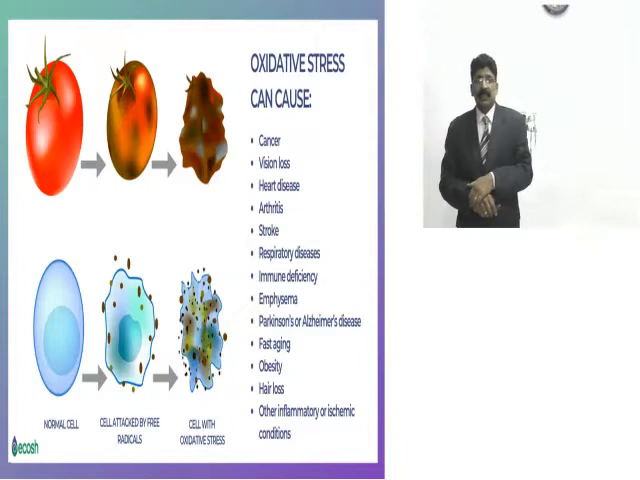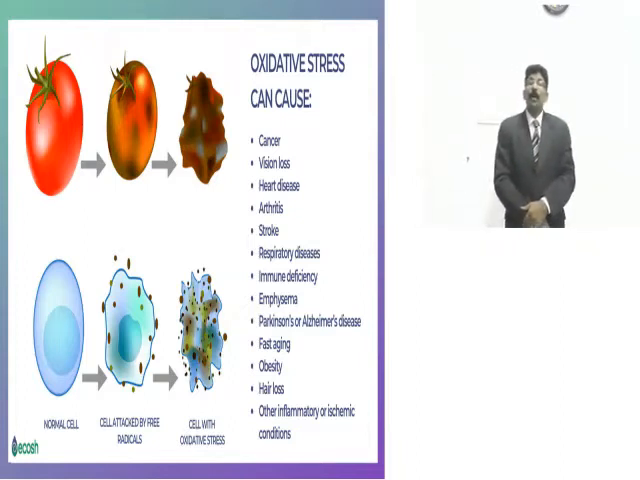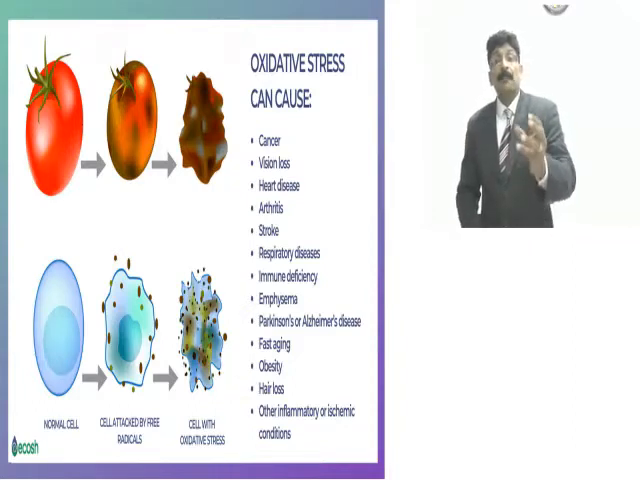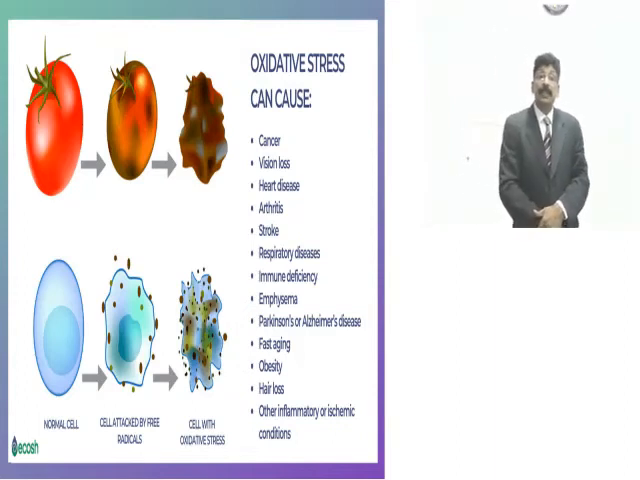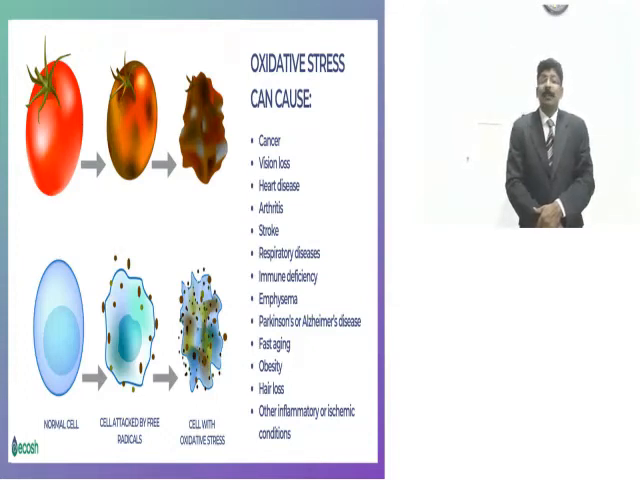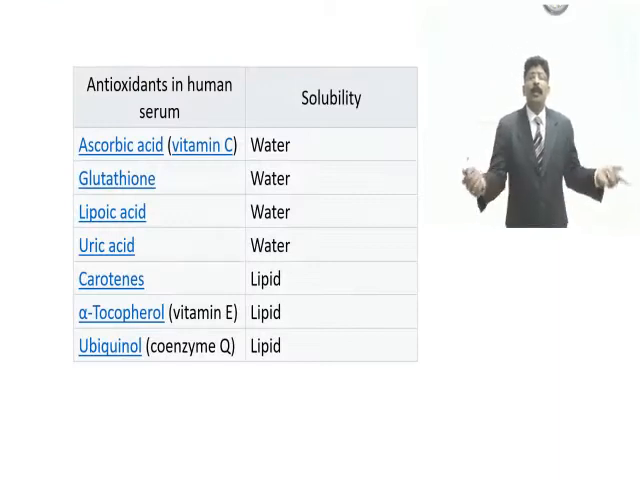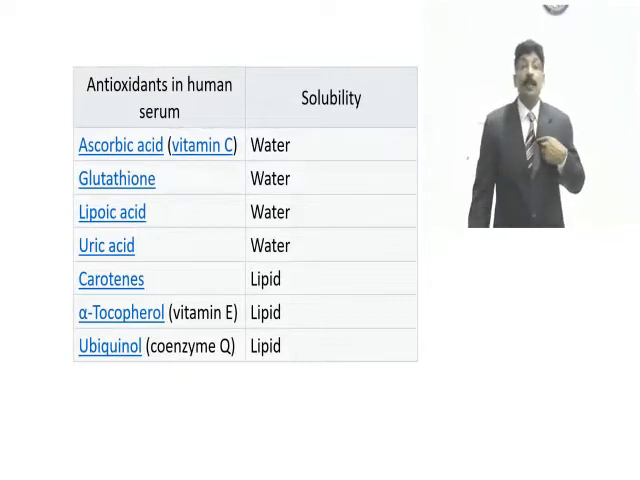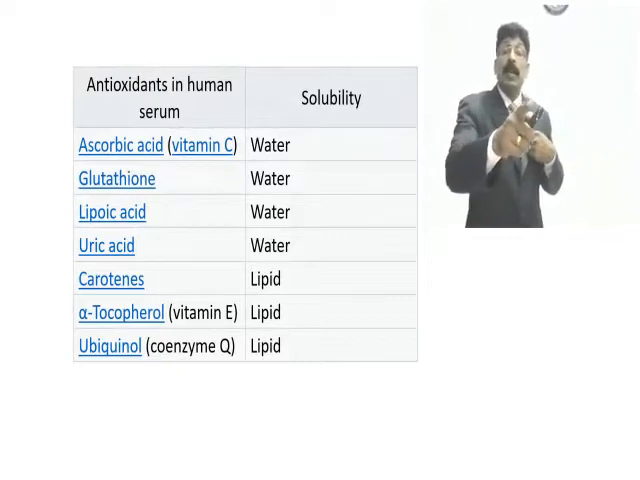You can see the picture we have given, how a cell attacked by the free radical becomes shrunken. And a cell with oxidative stress, you can see how it becomes completely damaged by means of this free radical. So you can see what are the antioxidants in the human serum, what we have in our body.